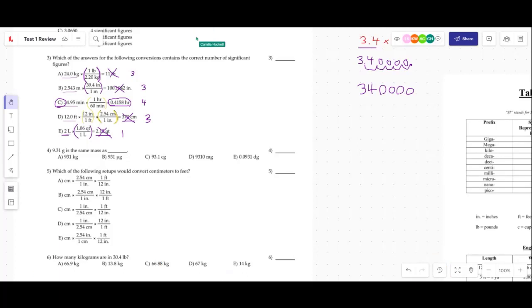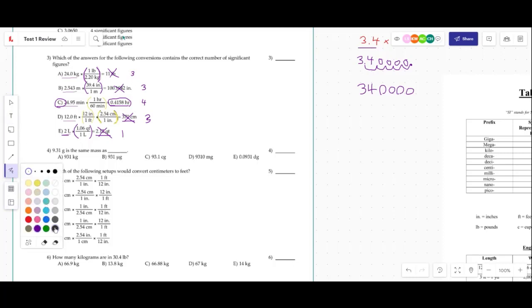Kilogram. Yeah. So is 9.31 grams going to be equal to 931 kilograms? No. 931 kilograms is like the weight of a car. 9.31 grams is like the weight of a pencil. So that's definitely not going to be right. So some of these you may be able to just look at and say, okay, that's definitely wrong.